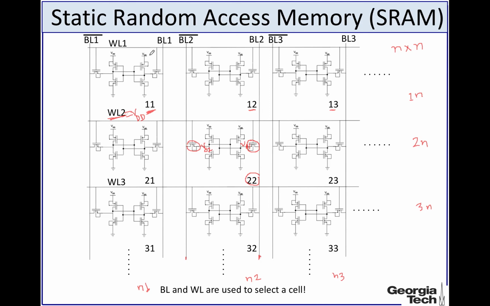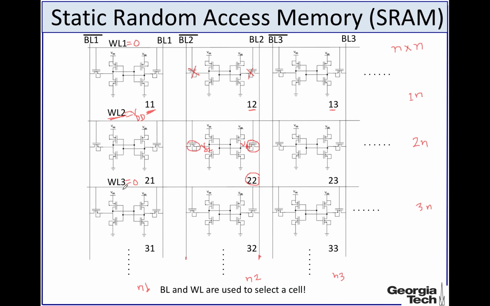Now note that to read or write into this cell, you activate this word line by putting a voltage VDD, and that turns on these two transistors and also these other transistors in the row. But you read this cell through bit line 2 and bit line 2 bar. When you want to read this cell, you do not activate WL1 or WL3. So WL1 will be at 0, WL3 will be at 0. So for the cell in that row, these pass transistors will be off, and bit line 2 bar and bit line 2 will not see output from this cell.